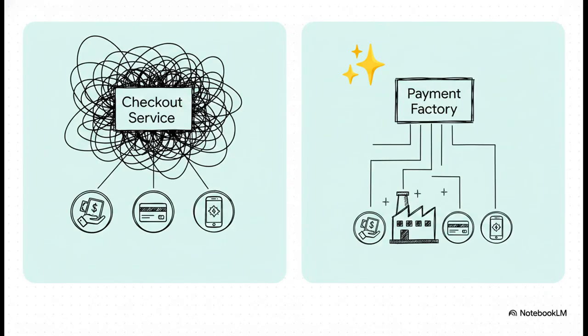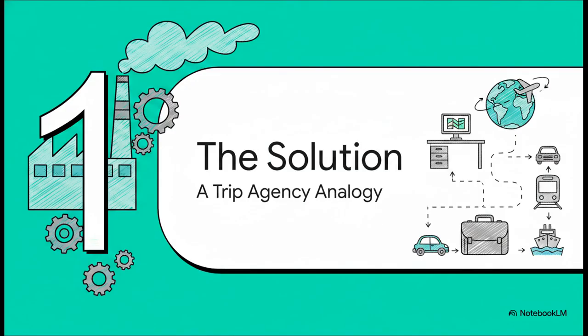And this visual just says it all. Look at the left side. The checkout service is a tangled mess, with wires going directly to every single payment type. But on the right, so much cleaner. The checkout service only talks to one thing, the payment factory. The factory becomes this neat little middleman, hiding all the messy details of which payment object to create and when. So, how does this factory actually work its magic?